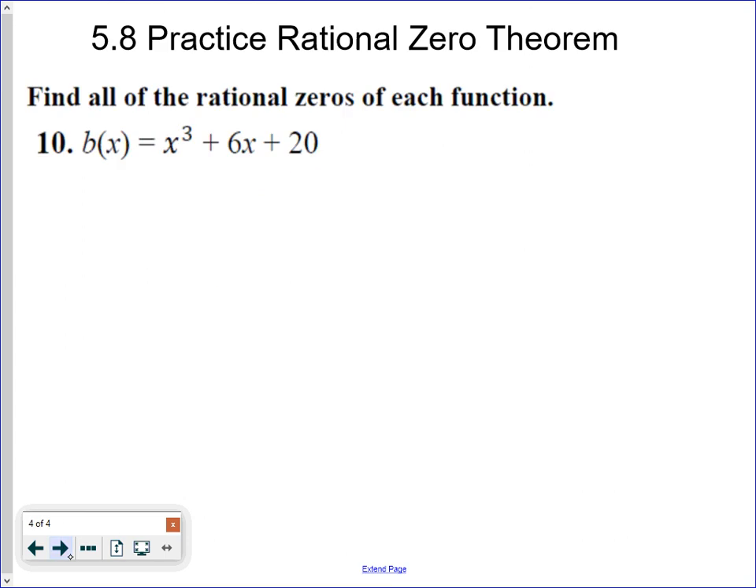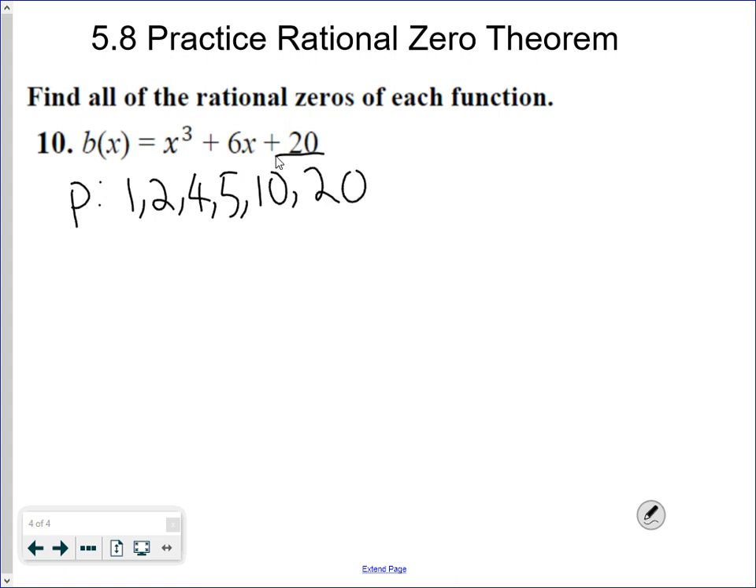Okay, so last problem. I'm going to go over number 10. Same idea as the previous one, we want to find all of the rational zeros for this function. Once again, I'm looking at the number 20, trying to figure out what the factors of 20 are, my p's. Factors of 20 include 1, 2, 4, 5, 10, and 20. And the factors of q is just 1, because I've got 1x cubed.